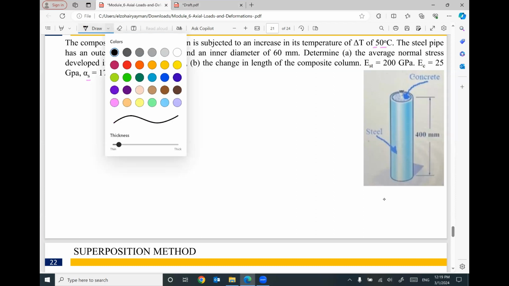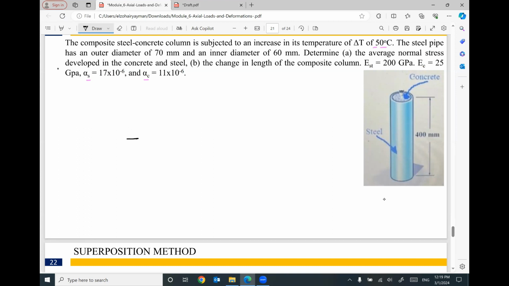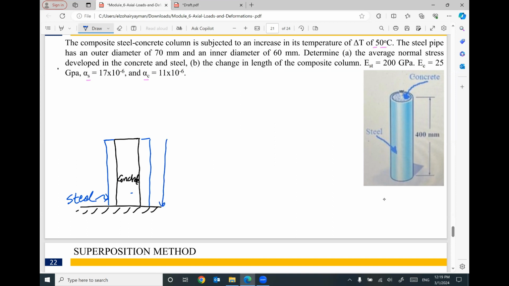So I will start to solve this problem by saying this. I have concrete inside. This is the concrete of the composite column. And I have steel outside. This is steel. Both of them have the same length. L concrete equal L steel equal 400 millimeter. That makes sense?